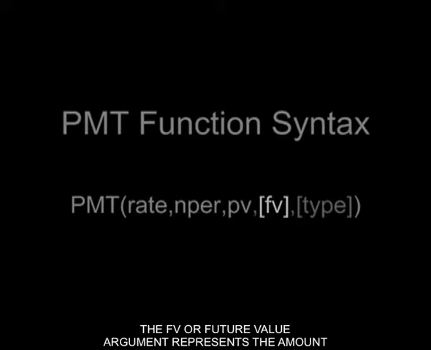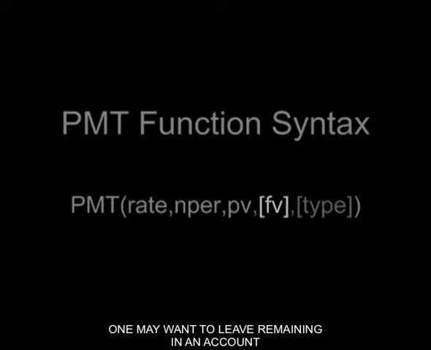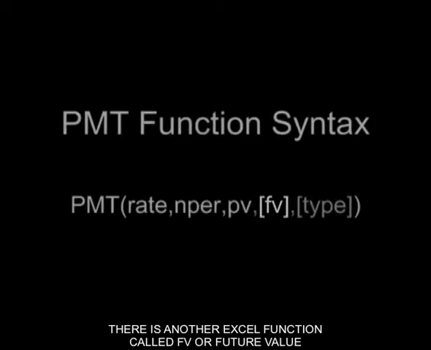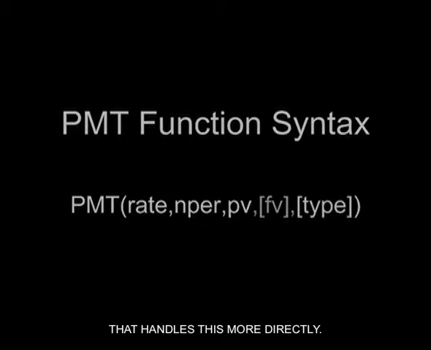The FV, or future value argument, represents the amount one may want to leave remaining in an account after the final payment is made. It's sometimes used as a savings goal. In this case, the present value is input as 0, and the PMT function can determine how much one must save each period, like each month, to reach a savings goal. There is another Excel function called FV, or future value, that handles this more directly.